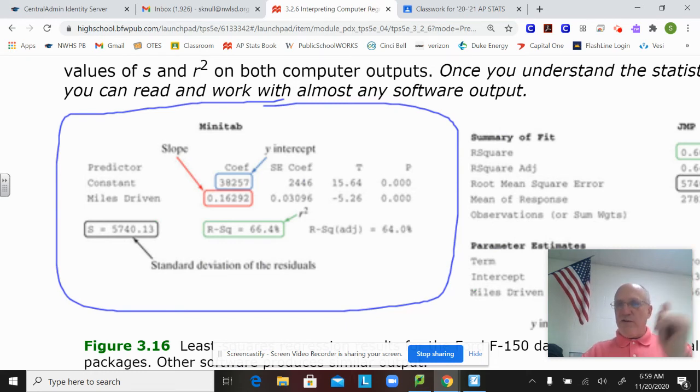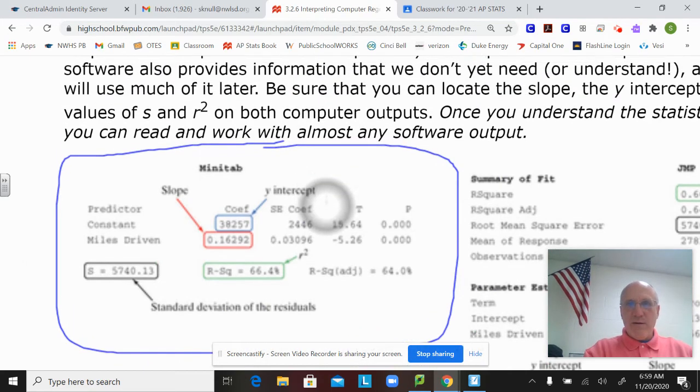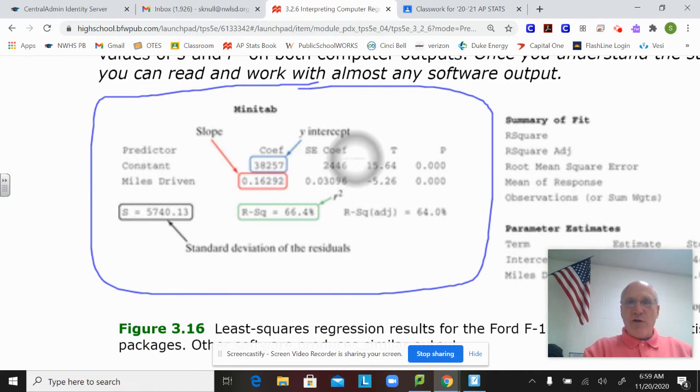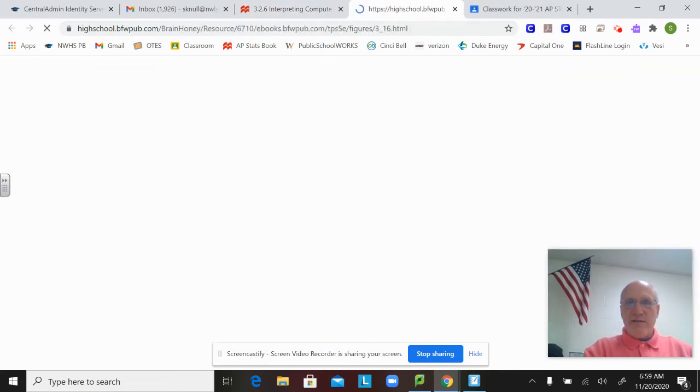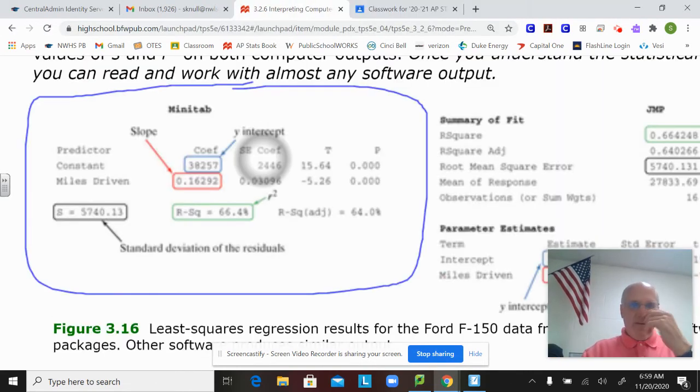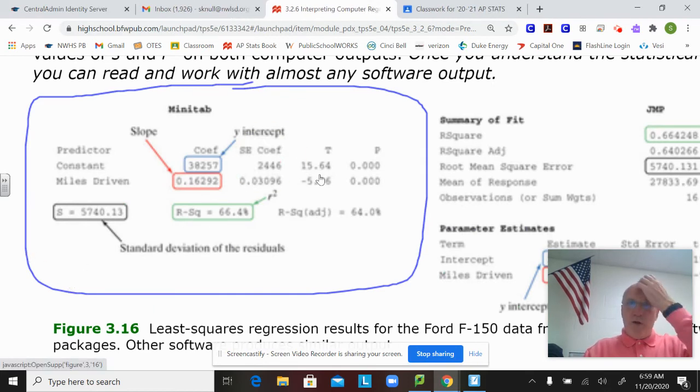And I believe this is the truck data. So we had miles driven, and we were predicting the price. You'll notice this table, these columns over here, we don't need. We just need the two numbers under the word coefficient, and then the bottom row.